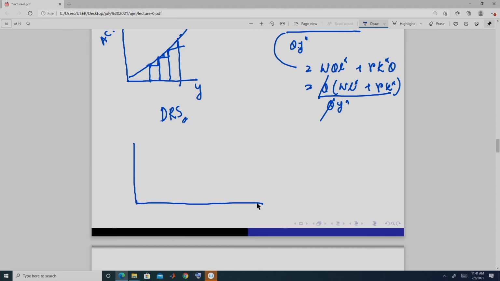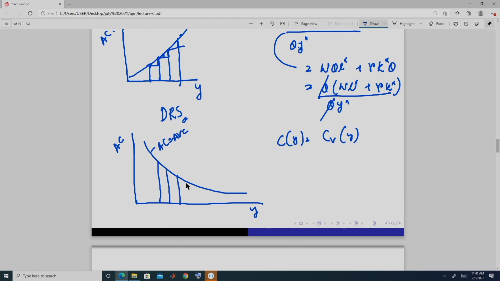Another is this, AC is this when we have only this, we do not have any fixed cost. In this situation, what is happening? As the output is increasing, our average cost, that is cost per unit of output, is going down. So, when do we have this situation? When we have IRS, increasing returns to scale.